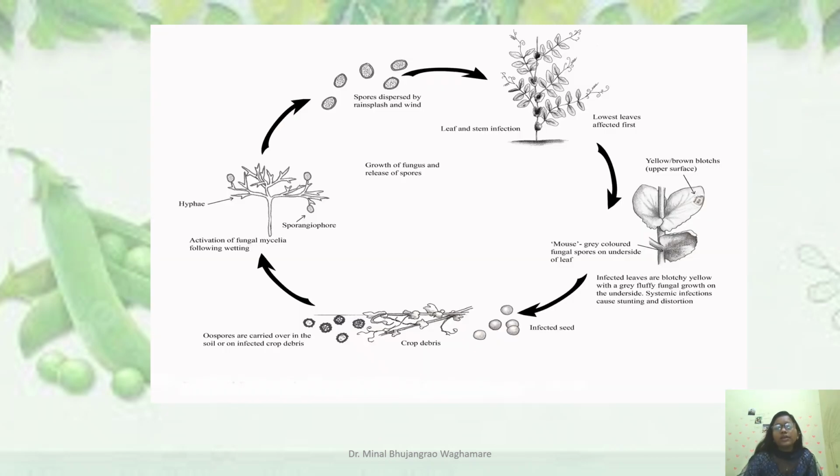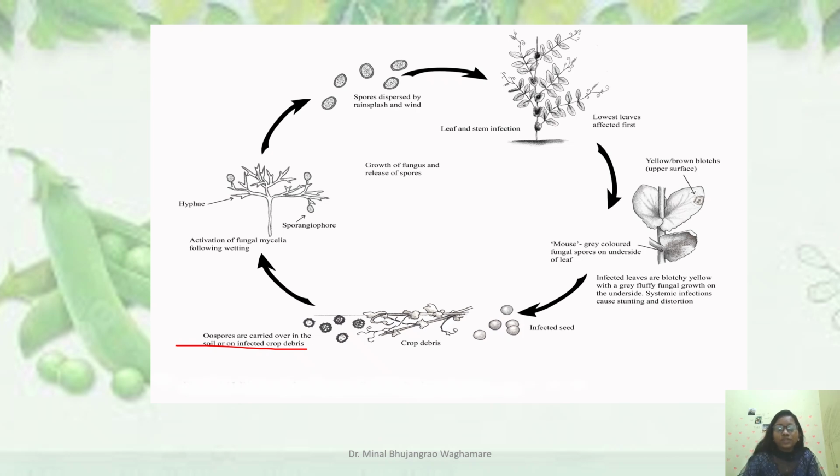Coming to the life cycle of the pathogen, basically two important spores are formed, that is oospores and zoospores. Oospores are carried over in the soil and infected crop debris. They can survive as resting structures or resting spores, and when the crop and favorable conditions are available, they will again germinate and lead to the infection.